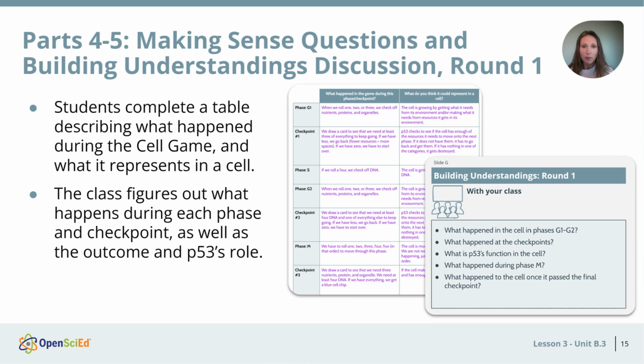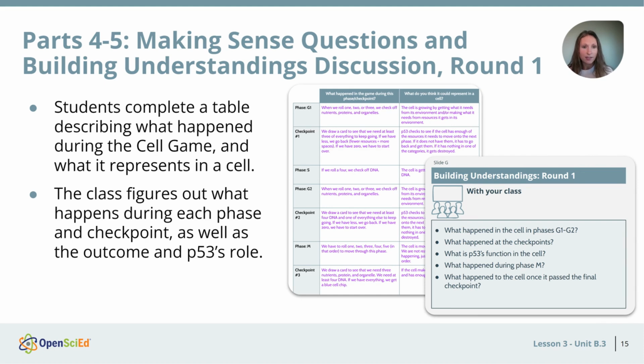The next key moment in Lesson 3 is when we make sense of the cell game. After students play the game, they complete the table on their handout where they describe what happened in each phase and what it might represent in a cell. In the first half of the discussion, the class goes through each of the phases and checkpoints, and students can make changes to the responses in their tables if they need to.